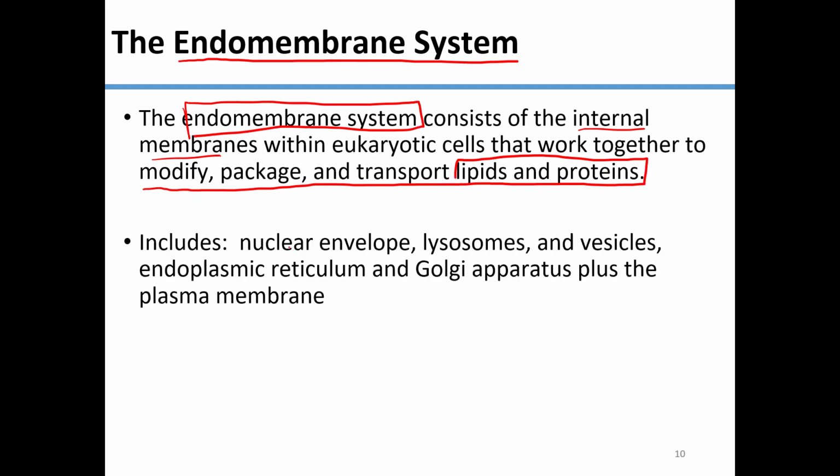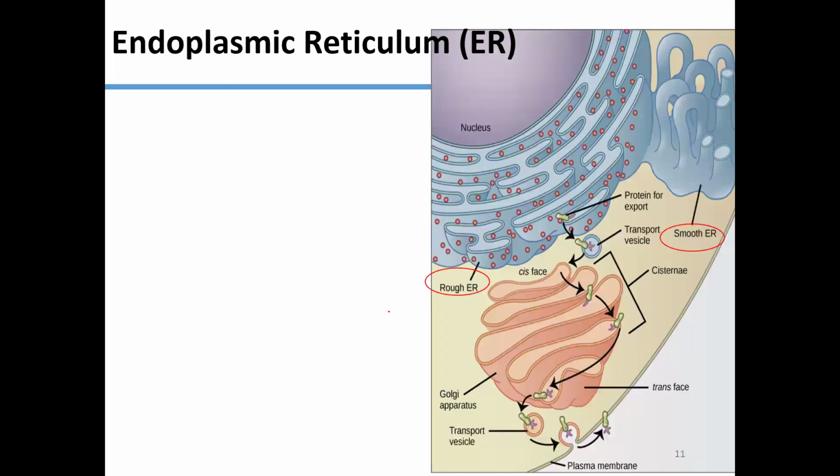Now, this is going to include all of these membranes: our nuclear envelope, our lysosome, vesicles, endoplasmic reticulum, of which we are going to have two, specifically our smooth endoplasmic reticulum and then the rough endoplasmic reticulum. Both are going to do very specific and important things. It also includes the Golgi apparatus and our plasma membranes.